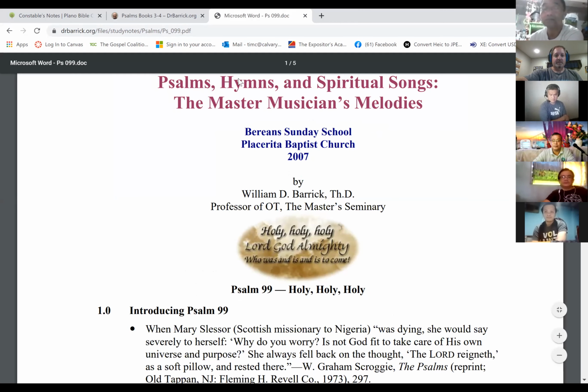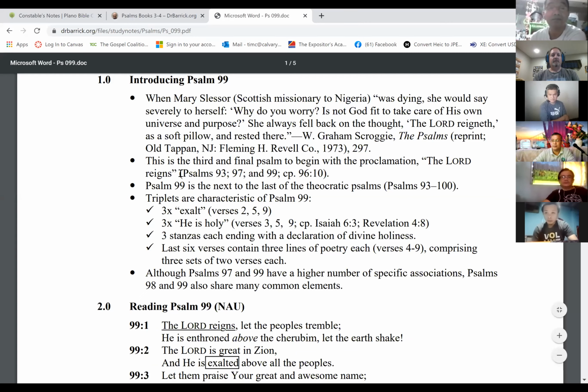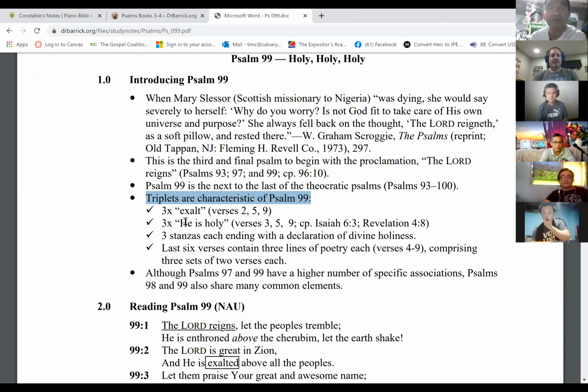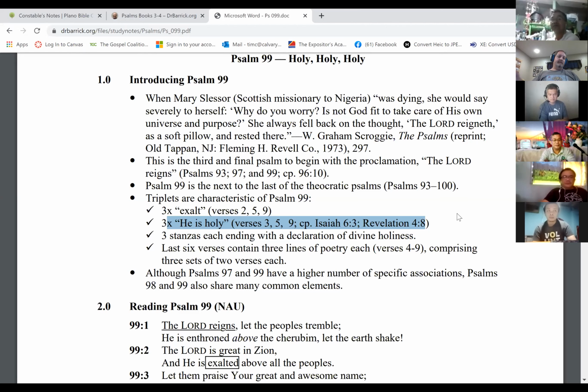And what I'll do is I'll go through his notes, and for example, what struck me with these are his introductory notes. This caught my eye: triplets are characteristic of Psalm 99. Three times exalt, three times he is holy. And then what struck me was, oh, you know what? That's exactly, if you remember Isaiah chapter 6, the cherubim flying overhead, with the wings covering their eyes and the wings covering their feet, crying out in Isaiah 6, holy, holy, holy. Remember that? And then in Revelation chapter 4, the beings in the throne room of God are crying out the same thing, holy, holy, holy, three times. And in this psalm, the statement, he is holy, is made three times. So I thought, oh, that's an interesting insight. So I highlight it.